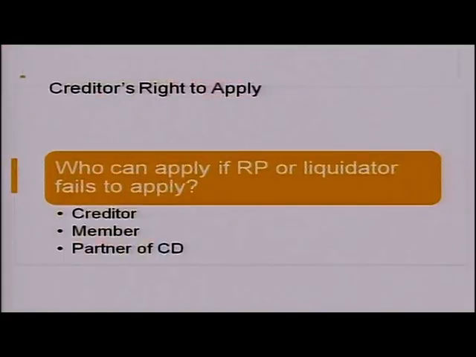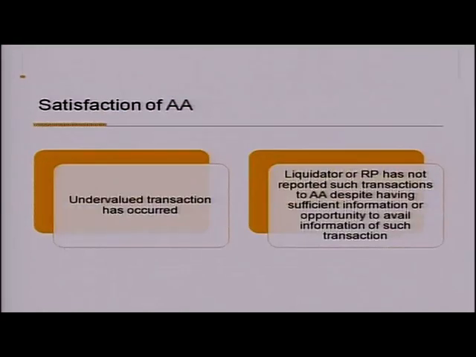Now the right to apply is with the creditor, member, or partner of the CD. That is also very important, and this has to be done. And as I already mentioned, under section 47, if the liquidator or the RP fails to do it, it is a serious issue and the matter can be referred to the disciplinary committee. And then the third is transactions defrauding creditors. Like undervalued transactions, transactions defrauding creditors can also be brought back to the company. They can be set aside.